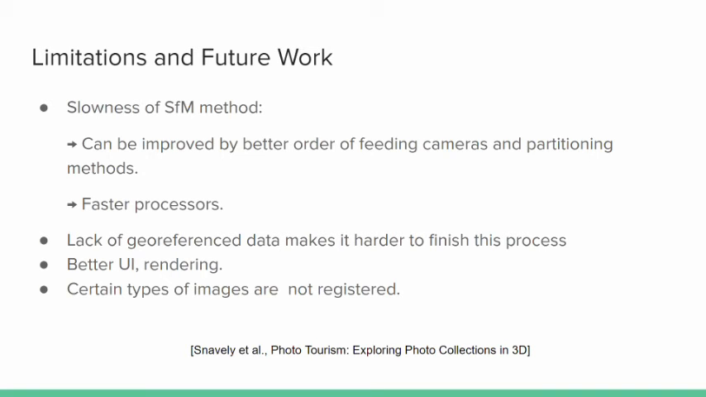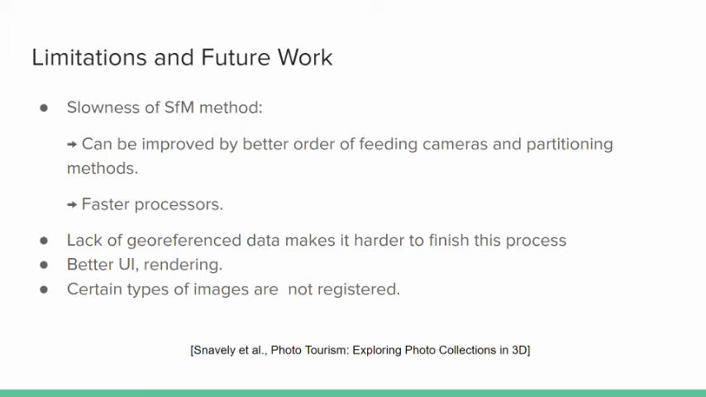So the first limitation, of course, is the slowness of the SFM method. Now this can be improved by better ordering of the feeding cameras and by certain partitioning methods that are mentioned in the research paper. Another way to improve this is to use faster processors. Intel Pentium was the processor that was used for this particular work, and that is not really a modern processor. The modern processors are much faster than that. So we can use alternate processors.